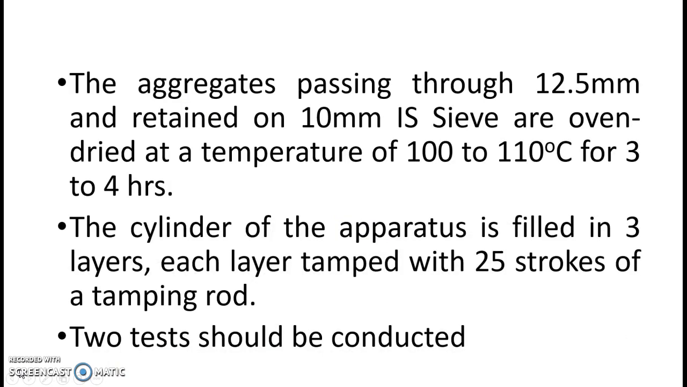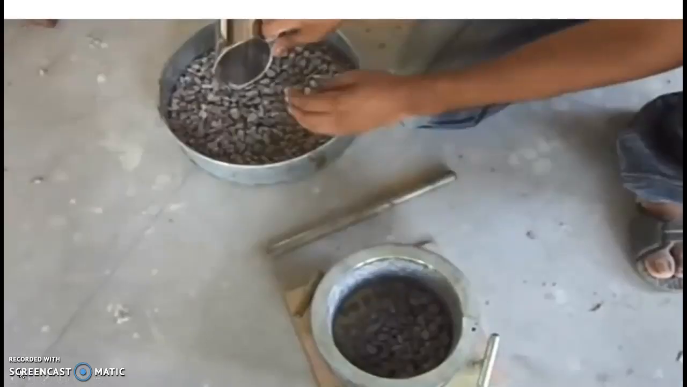Now, let us go with the procedure. In this procedure, we take the aggregate which is passing through a 12.5 mm sieve and retained on a 10 mm sieve, preferably oven dried aggregate. Then we fill the cylindrical mold in 3 layers and compact it with 25 strokes. After that, you can see the compaction process being done.